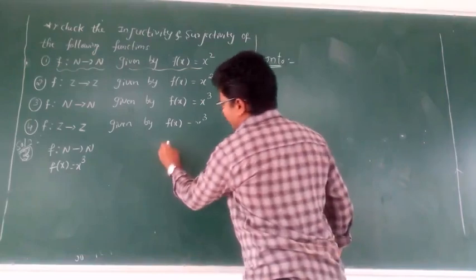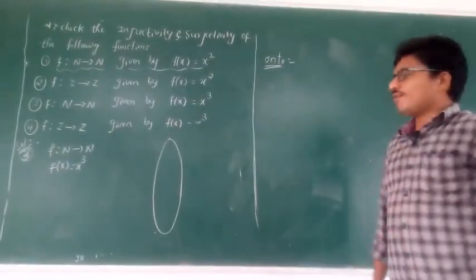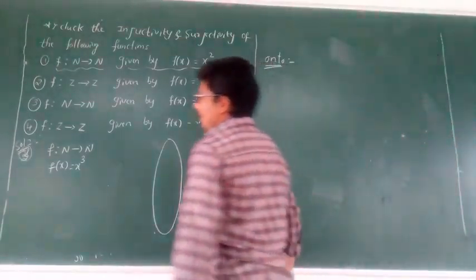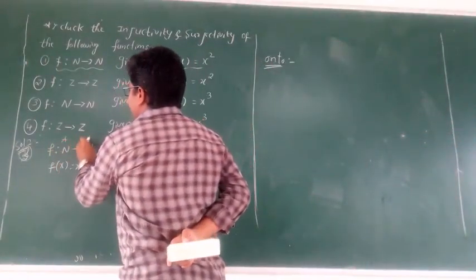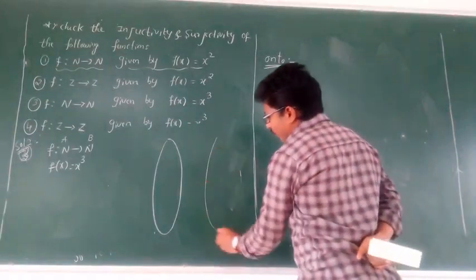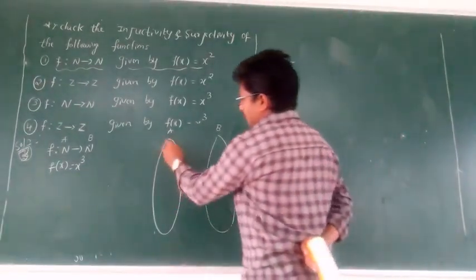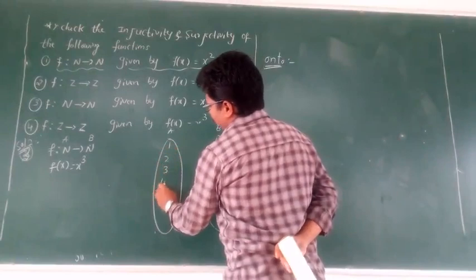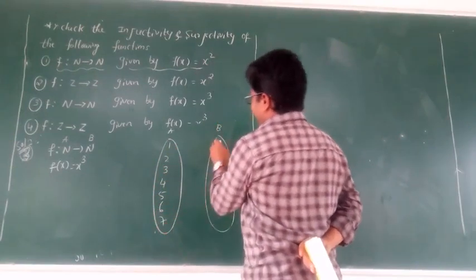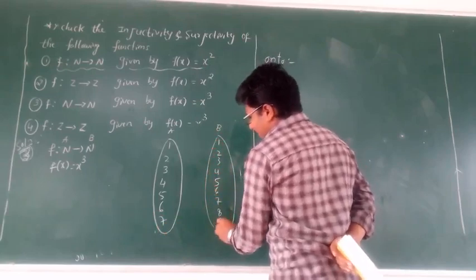First, you have to check that one. They have already told about the function: the mapping goes from set A to B. A set is also natural numbers and B set is also natural numbers. That's why we can consider two sets, A and B. Those two sets must contain natural numbers only: 1, 2, 3, 4, 5, 6, 7, 8, 9.